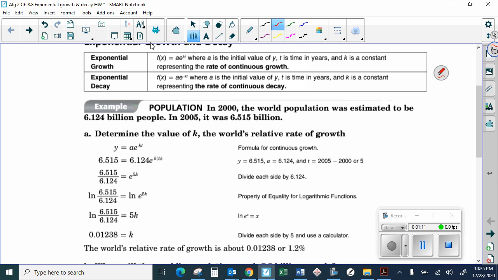All right, so let's look at what we do with this. In 2000, the world population was estimated to be 6.124 billion people. In 2005, it's 6.515 billion. Determine the value of k, the world's relative rate of growth.